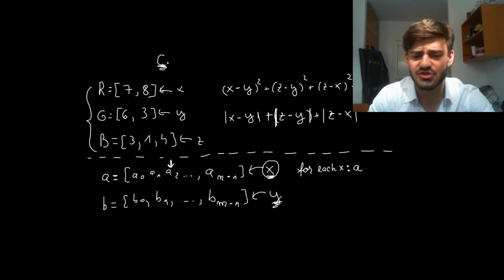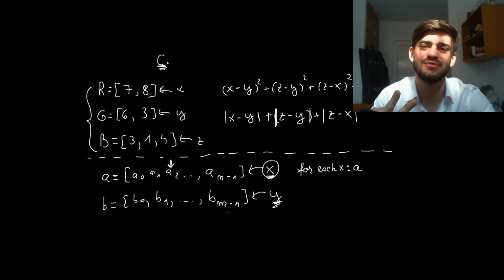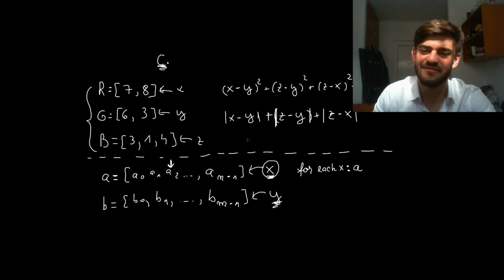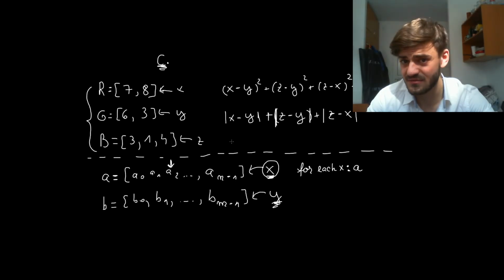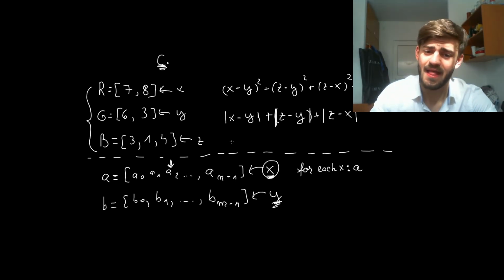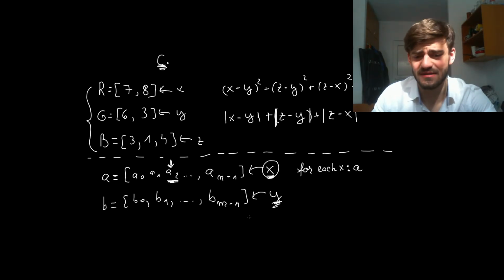Why trying each and every y when we know there are only 2 possible y's that can give me this minimum absolute difference? And those are the smallest element in this array, which is greater or equal than x, and the greatest element in this array, which is smaller than x.